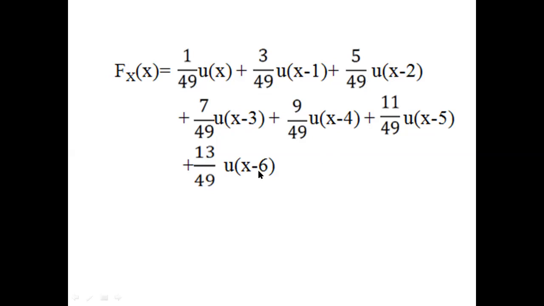At 6, we are getting the distribution function as 1 by 49 plus 3 by 49 plus 5 by 49 plus 7 by 49 plus 9 by 49 plus 11 by 49 plus 13 by 49. Finally, by summing all this, we are getting 49 by 49. That is equal to 1.